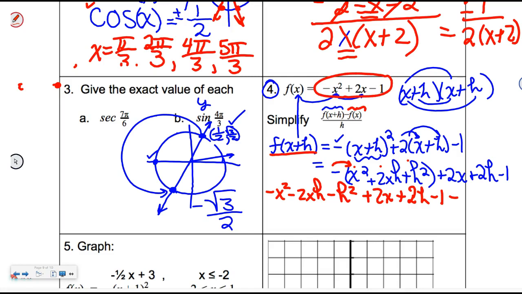Now, when I subtract this, what's going to happen is the signs are going to change. Because when I subtract the negative x squared, it'll be plus x squared. Then I'll subtract the 2x, and then I'll subtract the negative 1. So there's my entire numerator.